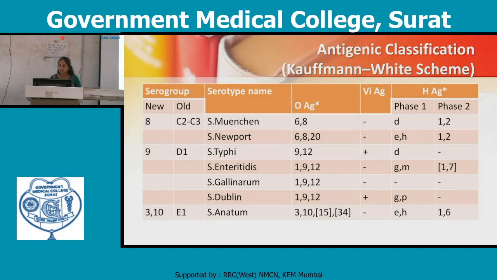S. dublin: O antigen 1, 9 and 12. Vi antigen is present in S. dublin and phase 1 in H antigen is g and p. Phase 2 is not present. In new serogroup 3 and 10, old is E1. Serotype name is S. anatum. O antigen 3, 10, 15, 34. Vi antigen is not present. In H antigen, phase 1 is e,h and phase 2 is 1 and 6.